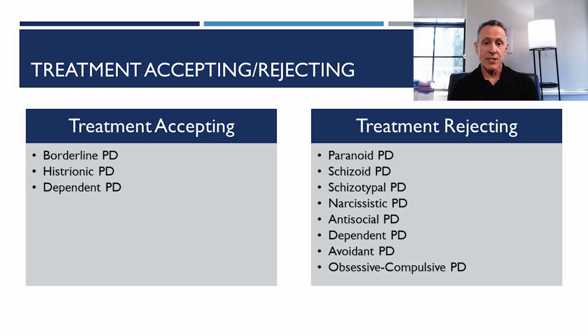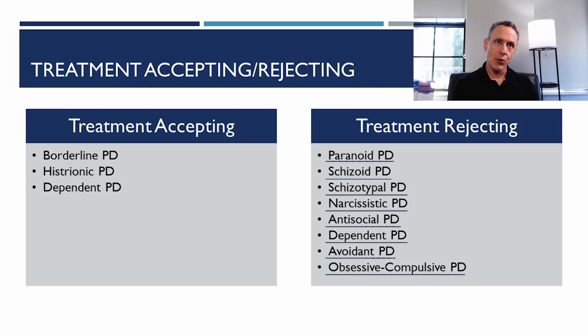Now your treatment rejecting folks. There's a longer list, and part of the complexity of personality disorders is that they're very challenging to treat. So many of them, as you can see by the list, are treatment rejecting. That's paranoid personality disorder, schizoid, schizotypal, narcissistic, antisocial, dependent, avoidant, and obsessive compulsive.